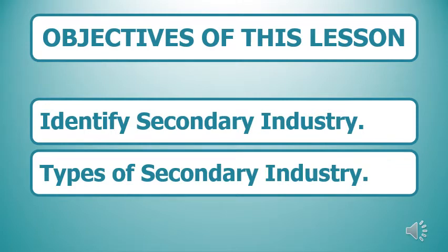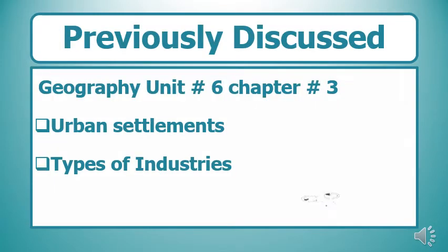Let's have a look at the objectives of this lesson. After taking this lesson, you will be able to identify secondary industries and you will know the types of secondary industries. But before starting today's lesson, let's see what we discussed previously. We discussed urban settlements and types of industries.